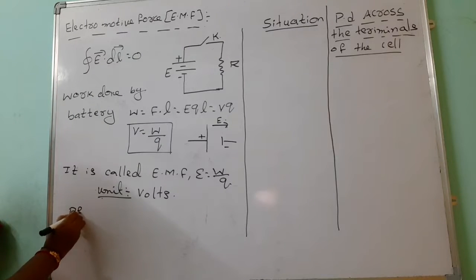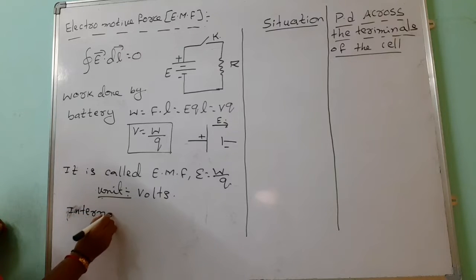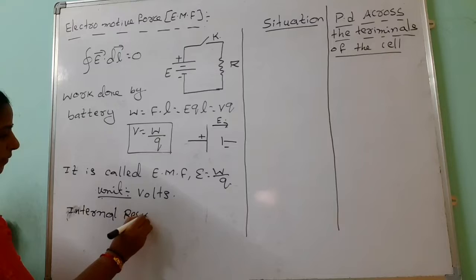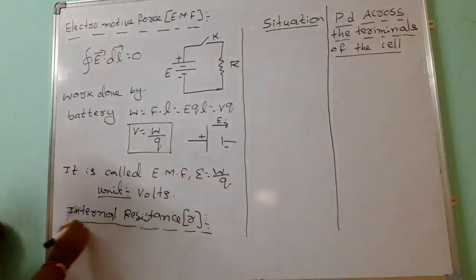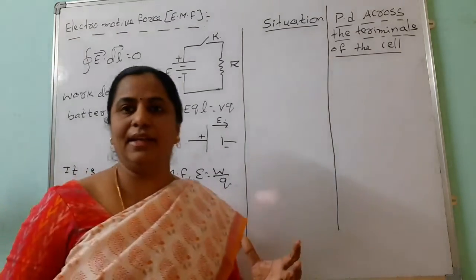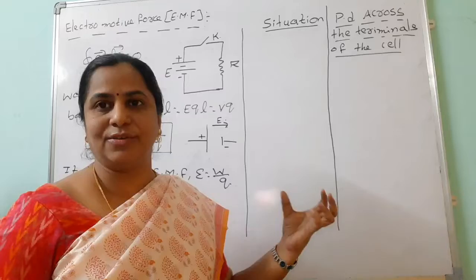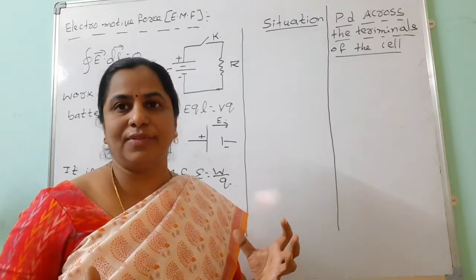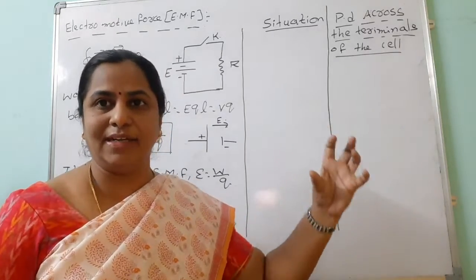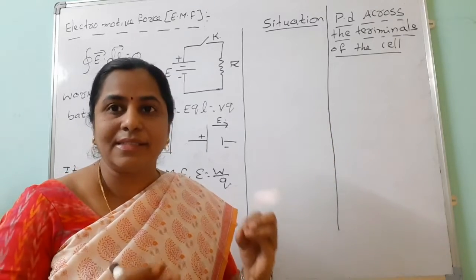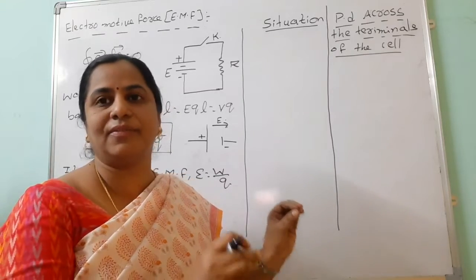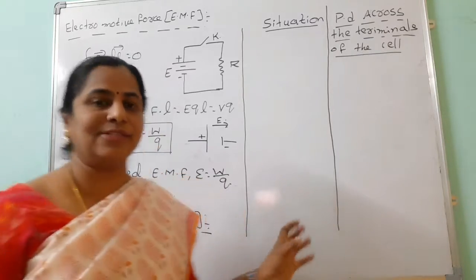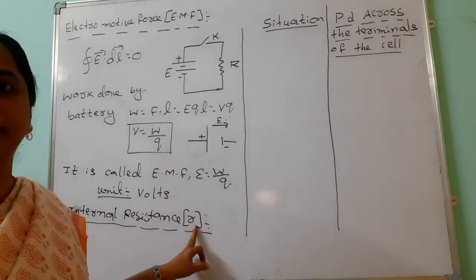And one more topic is internal resistance. What is the internal resistance? It is represented by small r. Internal means inside the battery; the resistance offered internally is called the internal resistance. We always think that one source is there and it maintains the potential difference, but inside it is not working perfectly. Some internal opposition to the charge is there, and that is called the internal resistance. It is represented by small r.